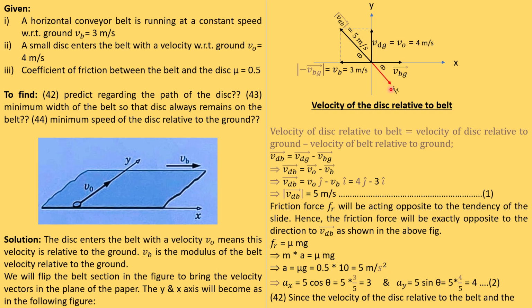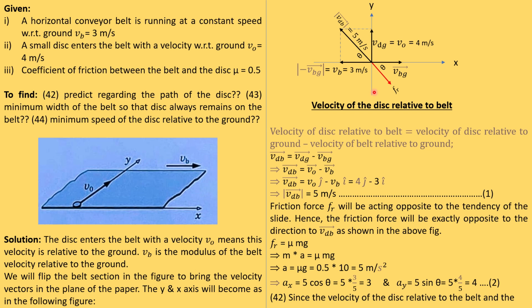This friction force is acting exactly opposite to the velocity of the disk relative to the belt all the time. So we can say that relative to the belt, the disk is moving in a straight line. That will be one of your choices.